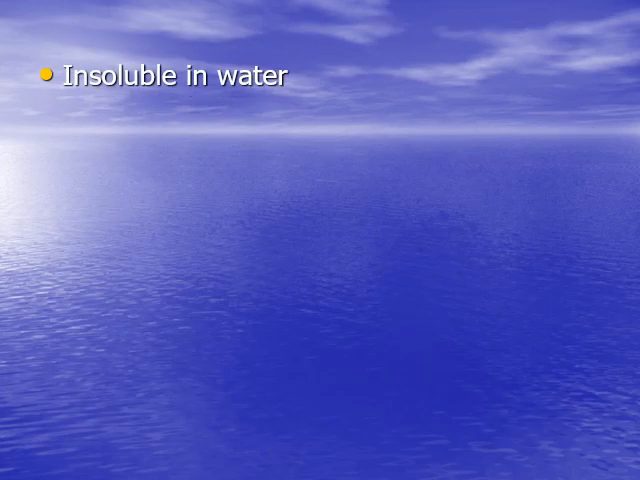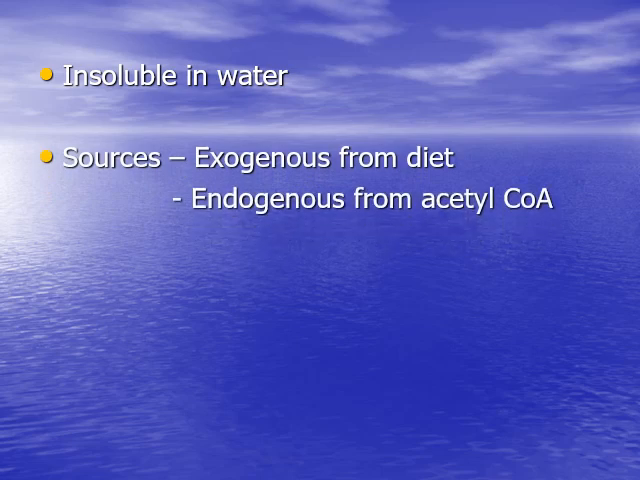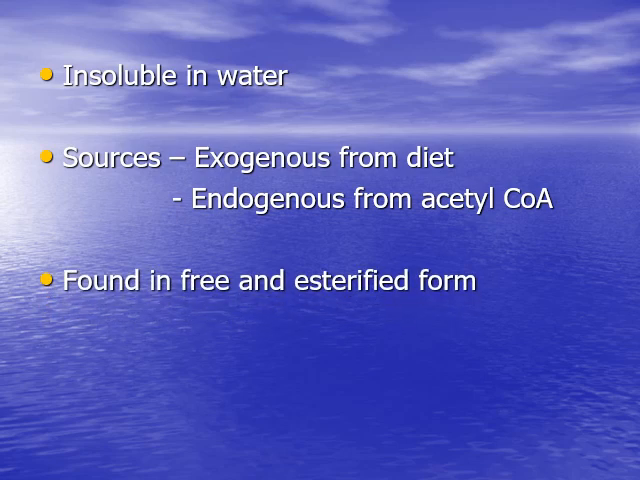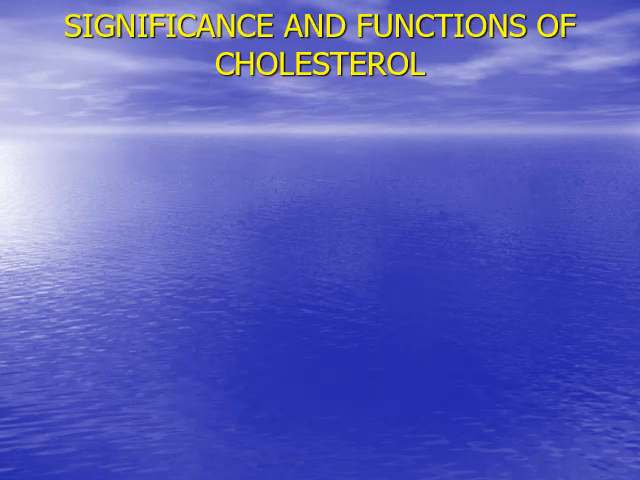Cholesterol is insoluble in water. Sources of cholesterol may be exogenous from diet or may be endogenous from acetyl coenzyme A. So we can synthesize cholesterol in our body from acetyl coenzyme A. Cholesterol is found in both free form and esterified form, when it is esterified with a fatty acid. It is found in nervous tissue, liver, skin, intestinal mucosa, adrenal cortex, etc.